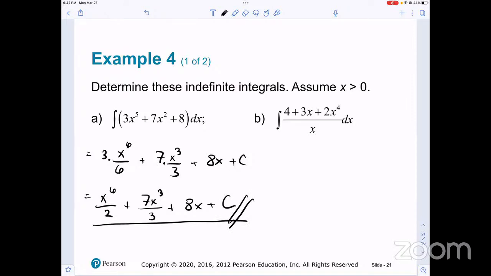Again, if we want to check if this is correct, we take the derivative. The 6 comes down, becomes a 5, and we get a 3 in front. That's exactly what we want. With the next term, the 3 comes down, they're going to cancel, and we're going to have 7x squared. That's exactly what we want. The derivative of 8x is 8, and the derivative of a constant is 0. Okay, so that was the first one.